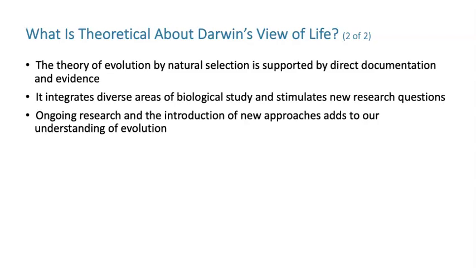The theory of evolution by natural selection is supported by just a huge number of experiments. It's supported by the fossil record and biogeography and homology. So very diverse areas of biological study all support this concept of evolution. And this research is ongoing. Many new biologists are coming up and discovering amazing new things, and it's just a continual process of discovery.